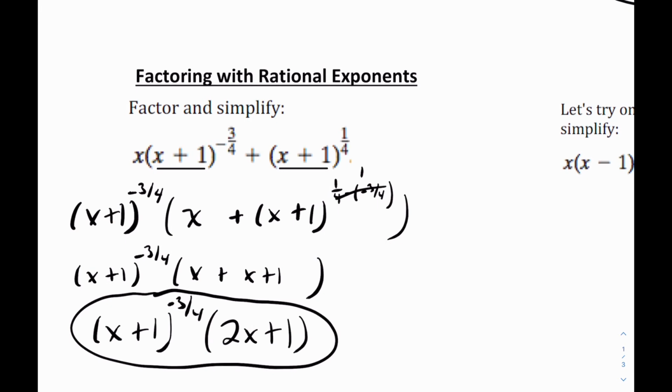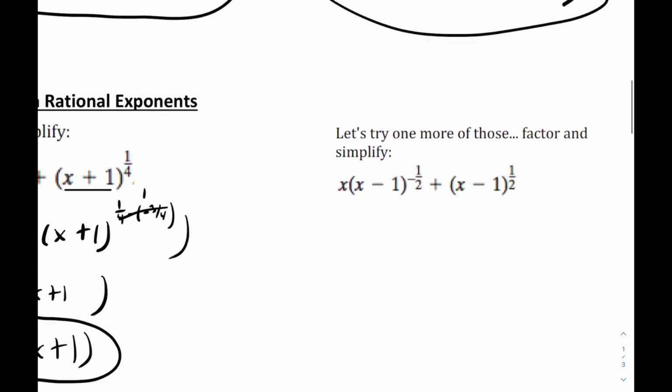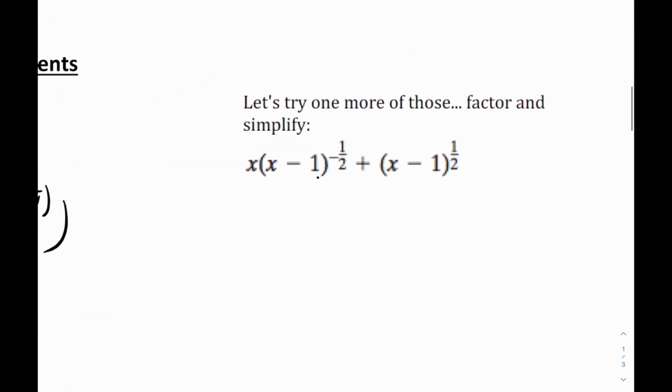And we're done. So let's try one more here. We can obviously see that the x minus 1s are in common, so we're going to take that out. Now look at the exponents. You have negative 1/2 and 1/2. You always take out the smaller one, so take out negative 1/2.